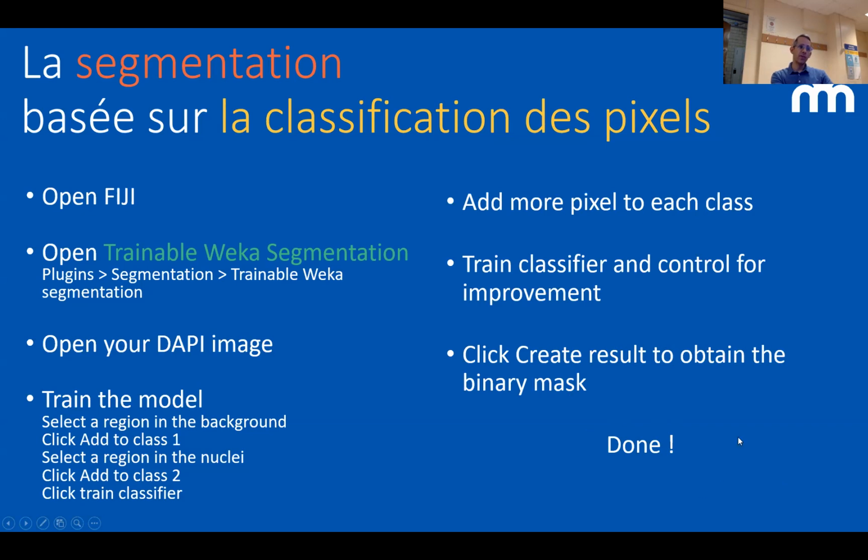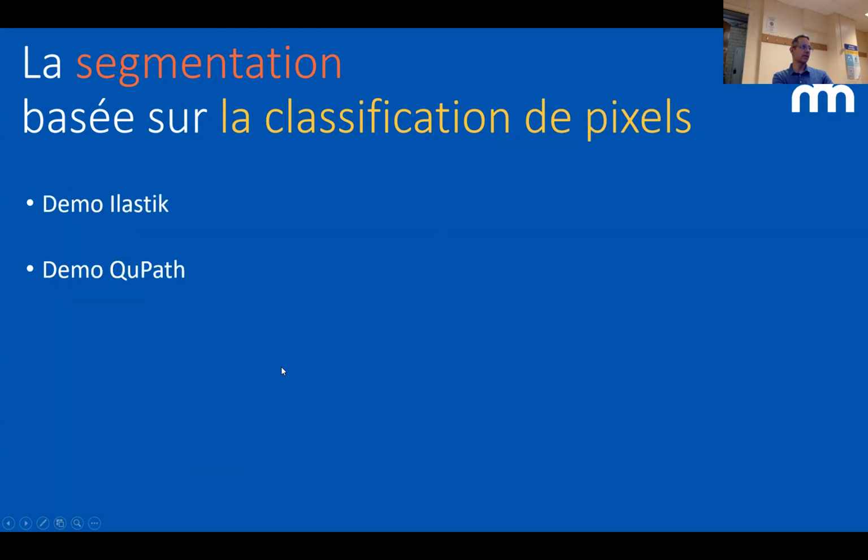So for me, a more reliable way to segment your image is to use pixel assignment and pixel classification. There are 2 other tools that are also very interesting for doing this kind of thing. In my view, they work as well, if not better, than the Weka segmentation. I'm just going to show you an example of Elastic, and maybe QuPath if we have time, but it's already 11 o'clock. So I'm going to share my other screen.